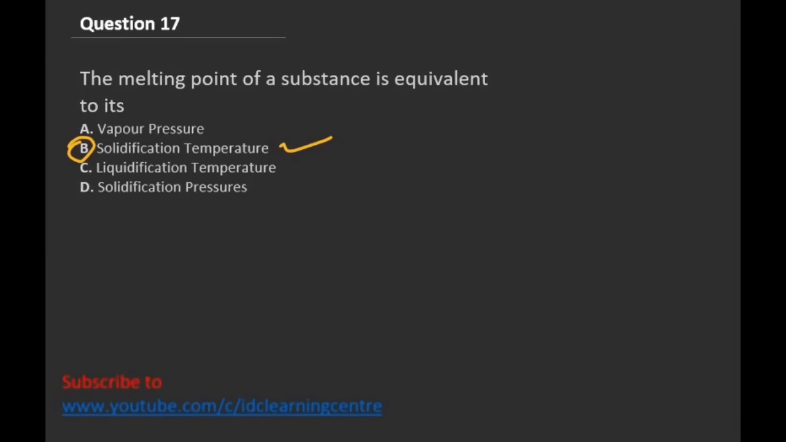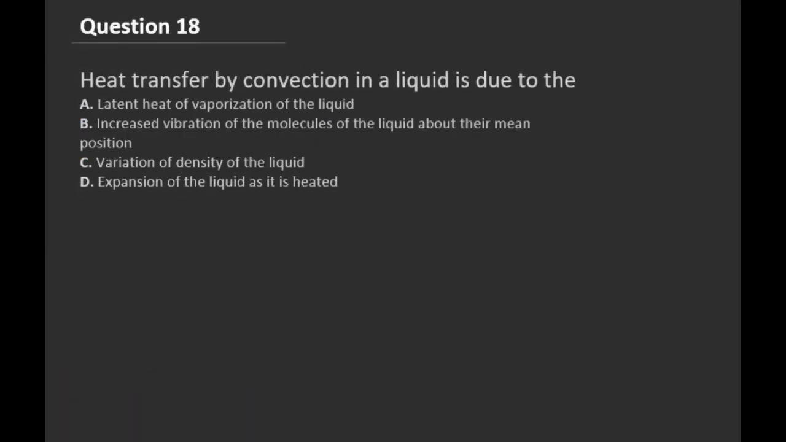To question 18. Heat transfer by convection in a liquid is due to the A, latent heat of vaporization of the liquid, B, increased vibration of the molecules of the liquid about their mean position, C, variation of density of the liquid, D, expansion of the liquid as it is heated. For this question, the right answer is variation of density of the liquid.